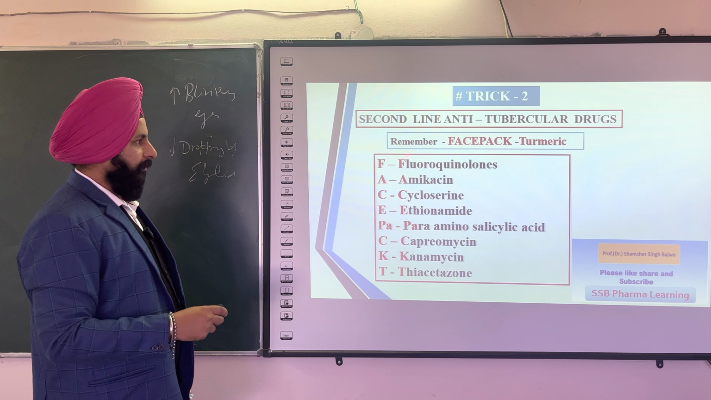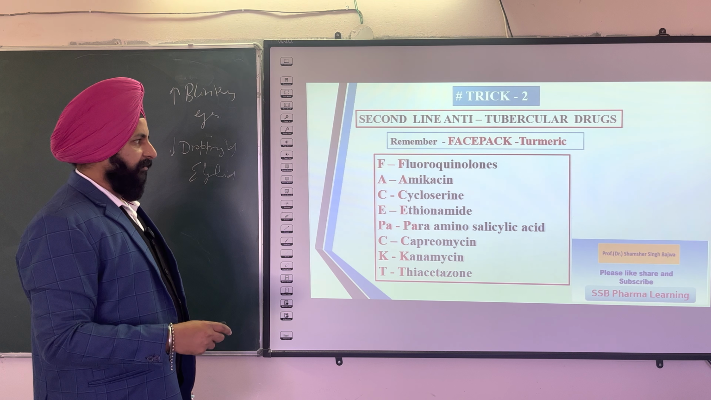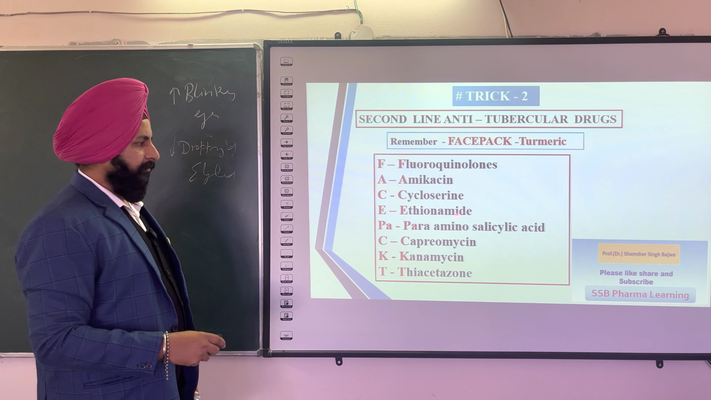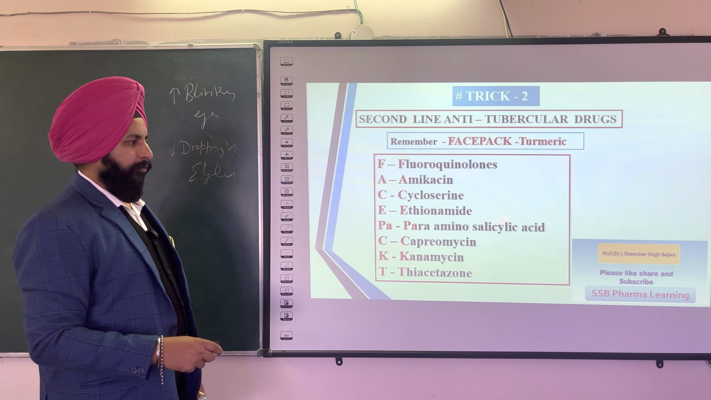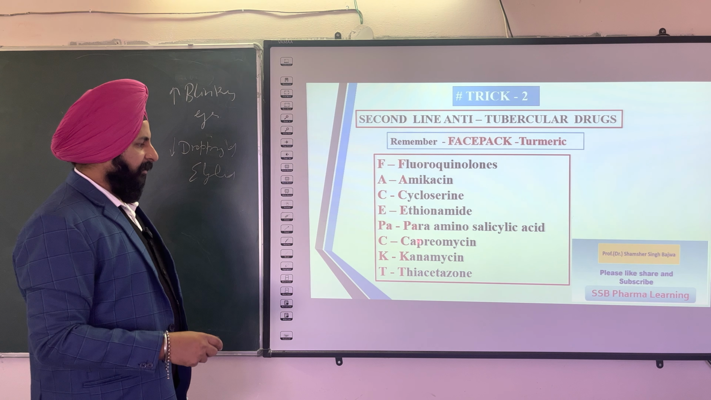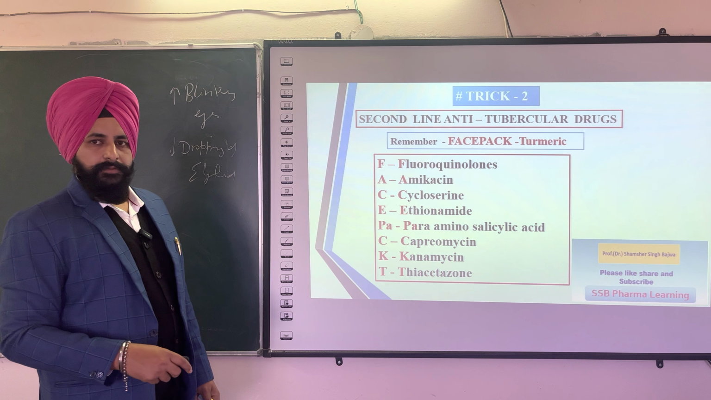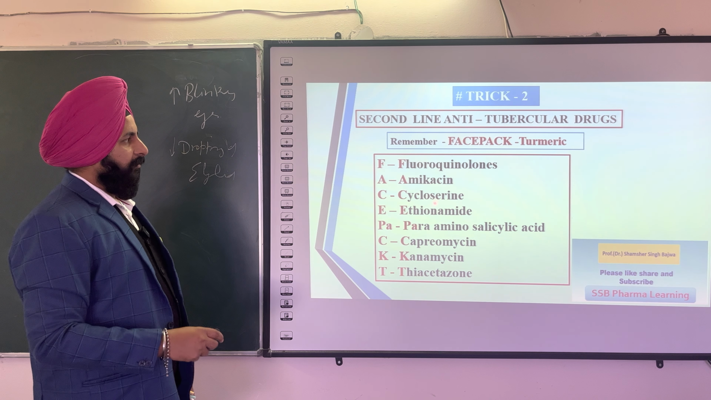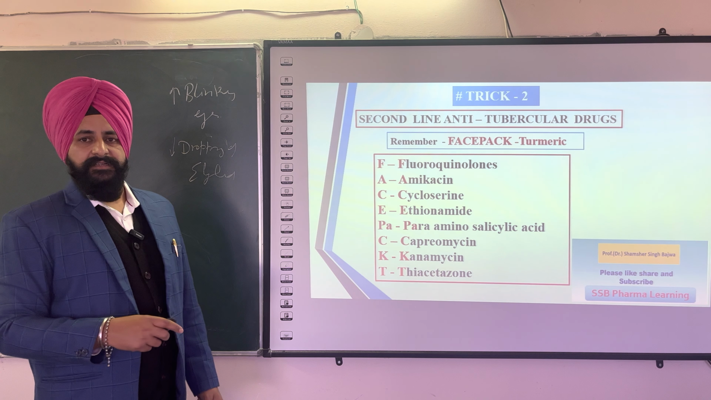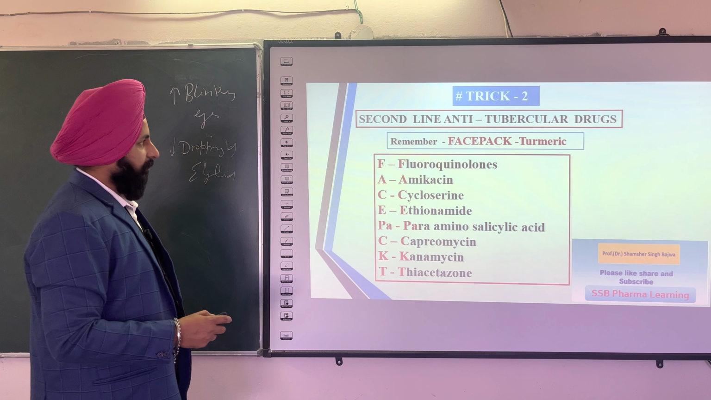So from this you can remember F indicates fluoroquinolones, A indicates amikacin, C indicates cycloserine, E indicates ethionamide, P is para-aminosalicylic acid, C is capreomycin, K is kanamycin, and T is thiacetazone. So you can remember this new trick, and you are welcome to SSB Pharma Learning channel. So this is the second line drug for tuberculosis. So this is the best way to remember all these drugs.